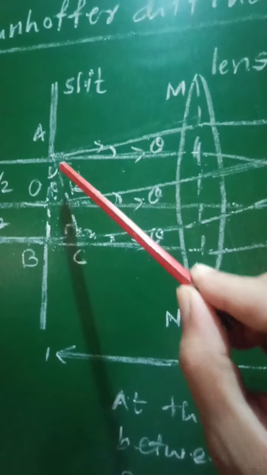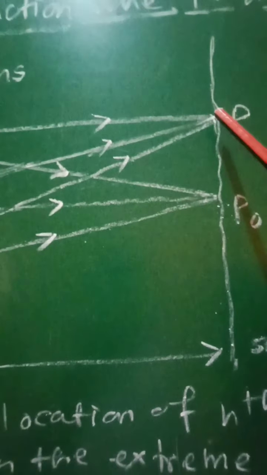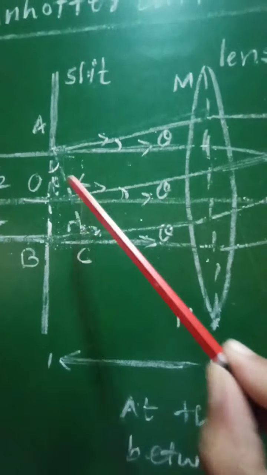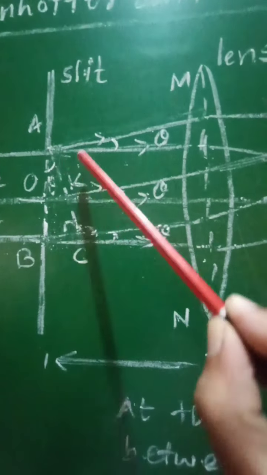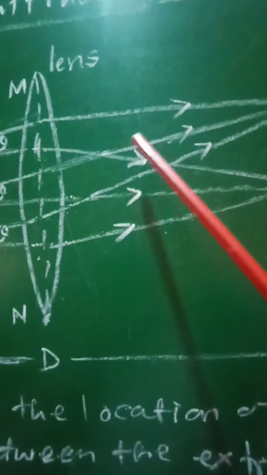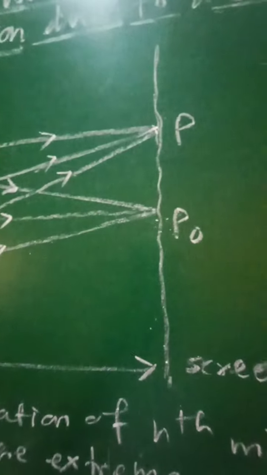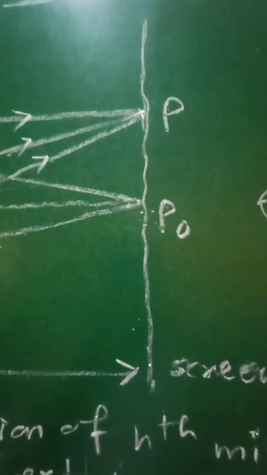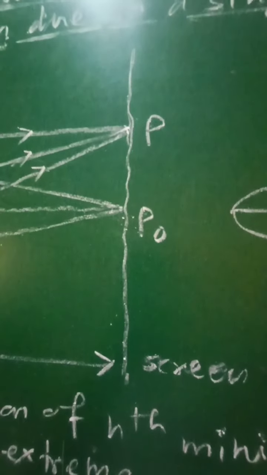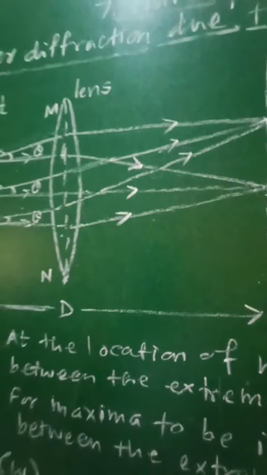Therefore, when such rays of light emitted from A and O are reaching this point P on the screen, there will be a path difference of lambda by 2 between these extreme rays. And when such rays having a path difference of lambda by 2 reach point P, there will be destructive interference at point P, and that point P will have its intensity minimum.